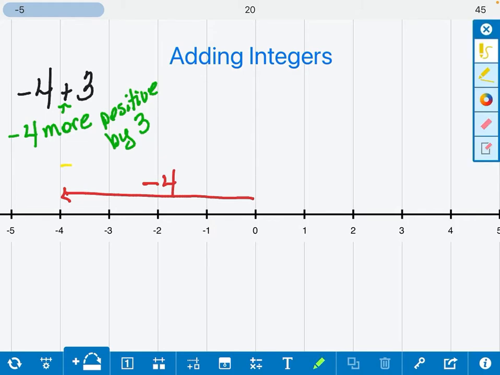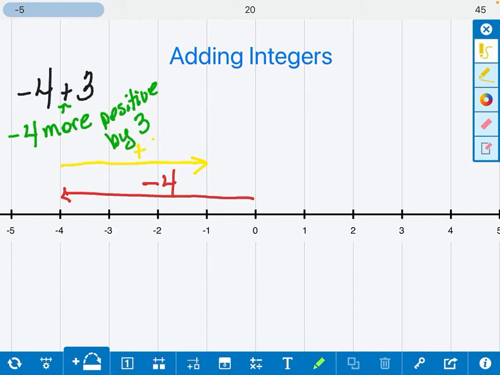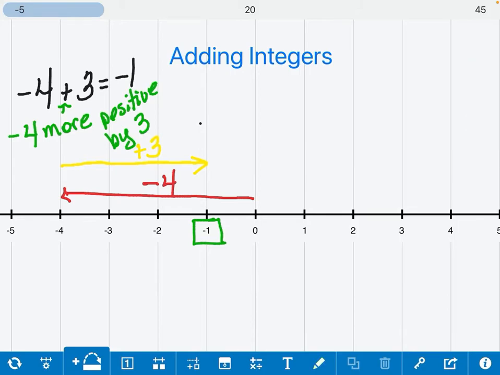So I'm going to draw my line. I start at the negative 4. 1, 2, 3. And remember that this line is going to the right. It's going 1, 2, 3 times. So that line would be a positive 3. Where we end up is going to be our answer. And our answer is going to be negative 1. So negative 4 plus 3 is negative 1. Okay, we can see our zeros here, right? Our zeros here. And then we just have that one little space left over, that negative 1.